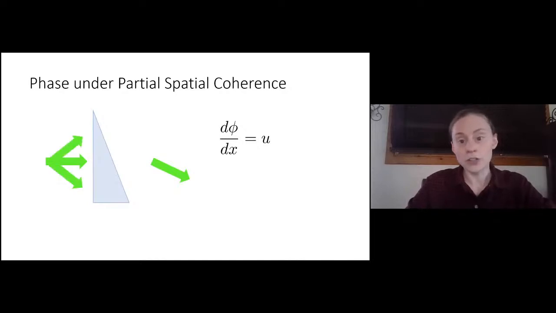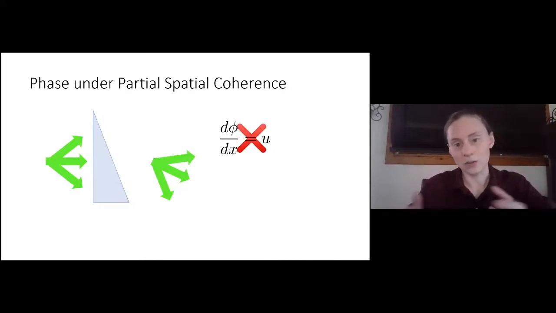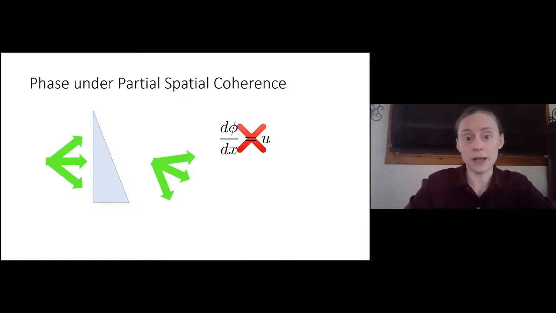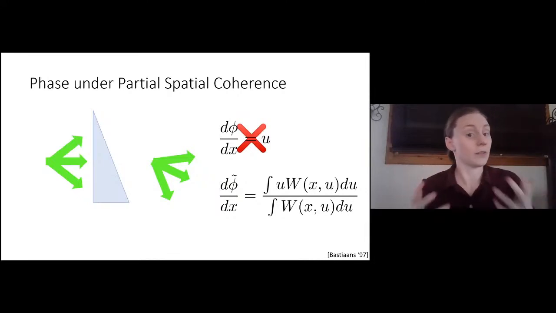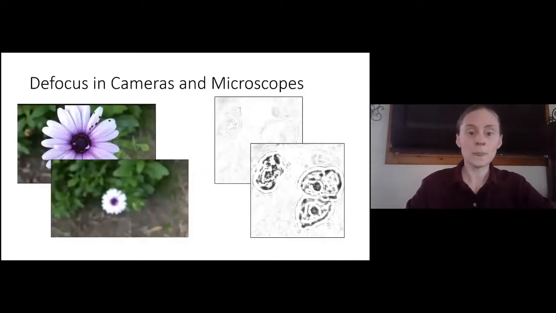But under partially coherent illumination, multiple plane waves will encounter this object from different directions, and each of them will be deflected independently. So now we don't have a single well-defined phase or direction at each point in space. So this previous relationship doesn't make sense anymore. But we can consider a generalized phase, which is defined again by its spatial derivative as before, but now it's going to be related to essentially the average direction of propagation. So this is going to be a sum of all of the directions u weighted by the radiance-like values of the Wigner distribution function. Okay.